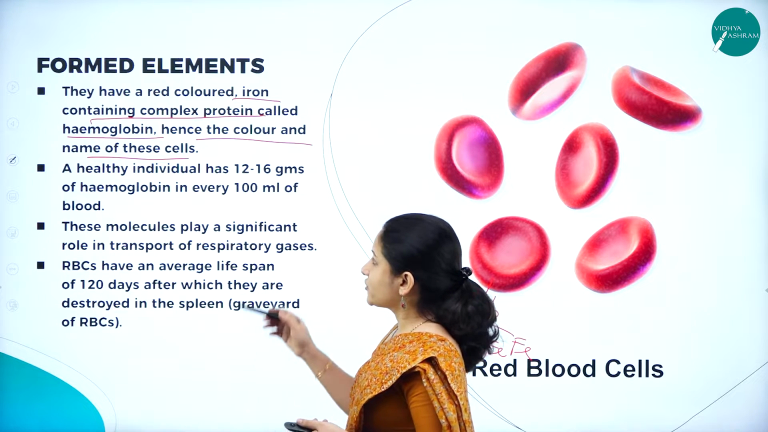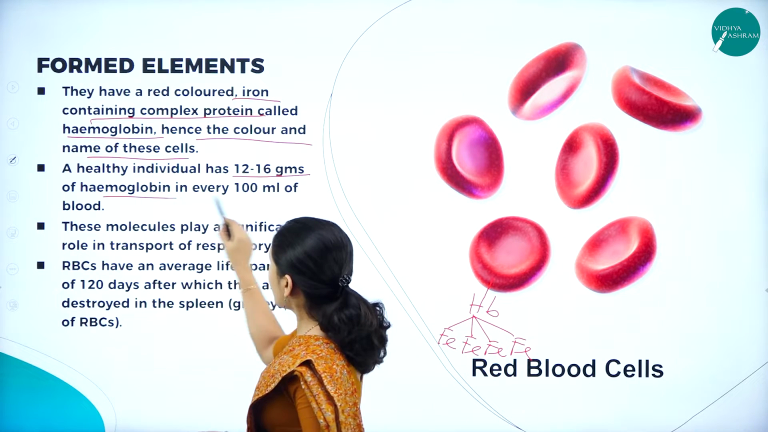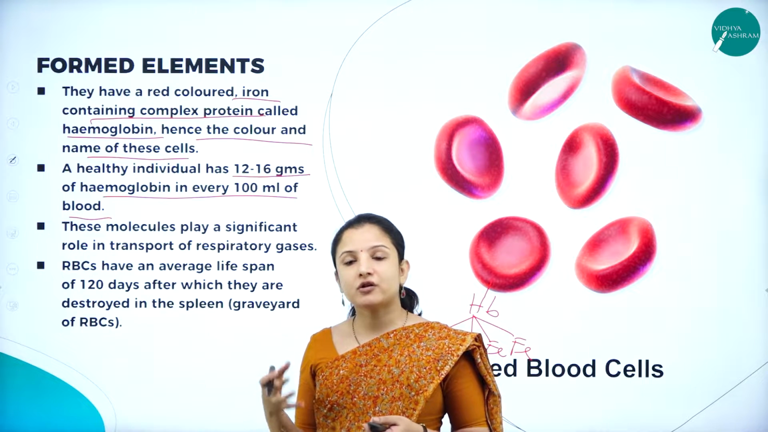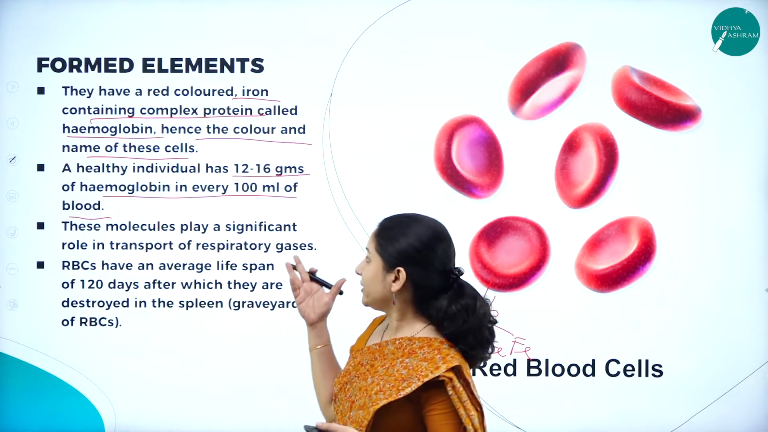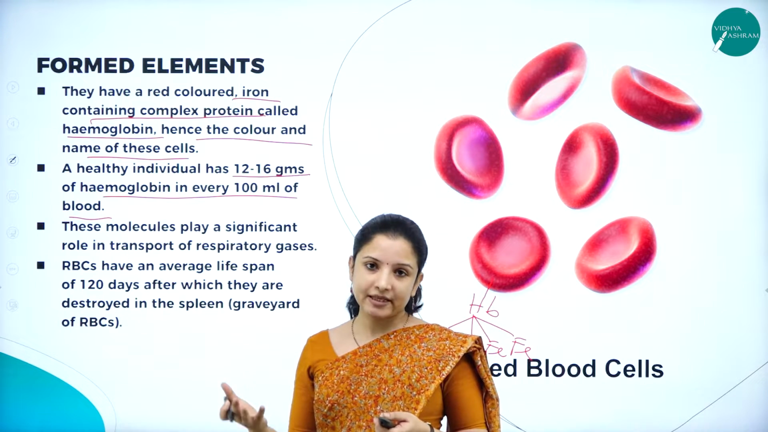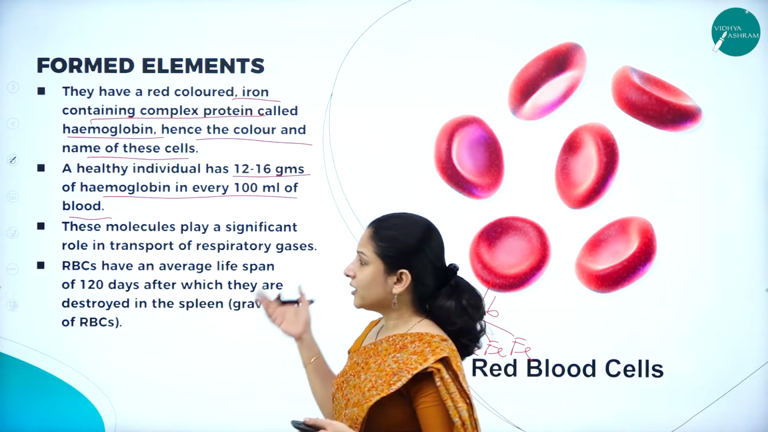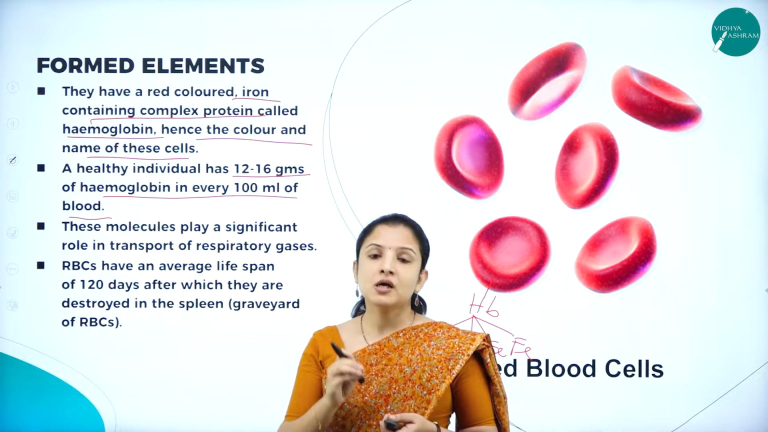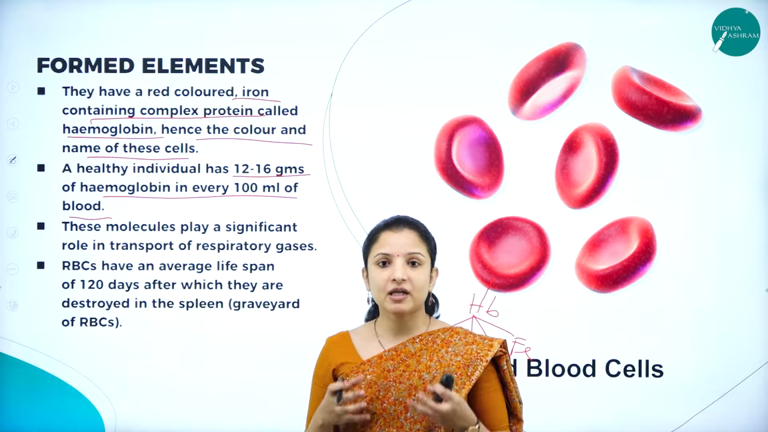And a healthy individual has 12 to 16 grams of hemoglobin in every 100 ml of blood. You might have noticed sometimes the doctor suggests a hemoglobin test, right? In that they would have mentioned a clinical range. Usually, it will be between 11 and 19 and all that, right? So, that is how a person is healthy: he has about 12 to 16 grams of hemoglobin for every 100 ml of the blood. And these molecules have a very important function.